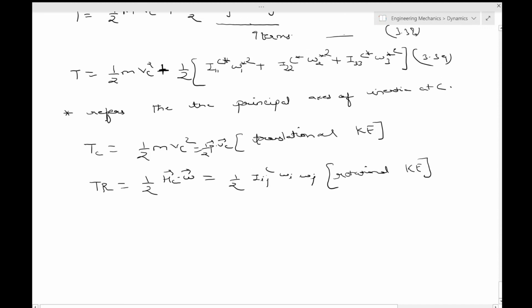Okay, so this would mean the body was translating at v_c. This would mean as if the body was rotating about the center of mass. So these are two separate components. Please don't think of them as some sort of a principle of superposition or anything like that. Okay, these are two separate terms, that's all. Okay.